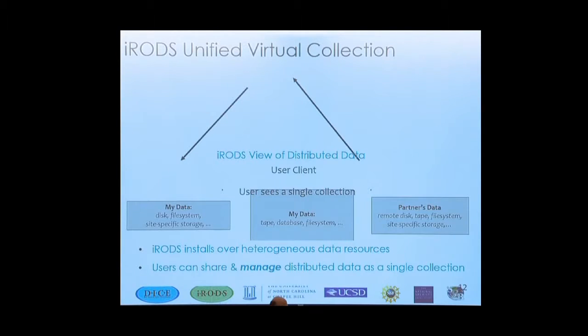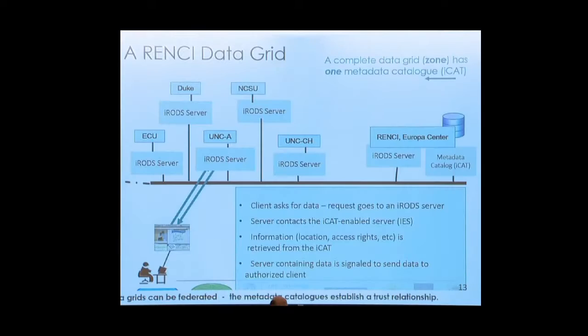This is another view of this overview of how iRODS works. So it installs over heterogeneous data resources, so users can manage distributed data as a single collection. This is a view of a RENCI grid, data grid. Internally, the servers communicate to each other. Users just connect to the system by various clients.